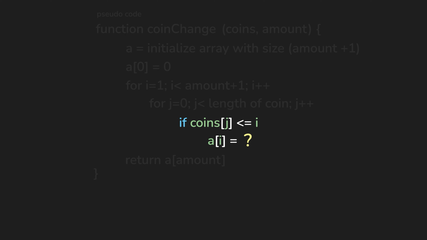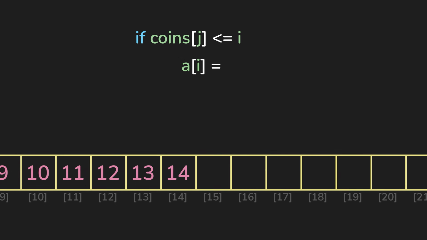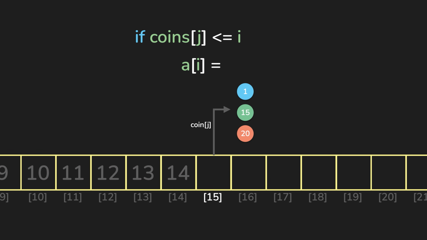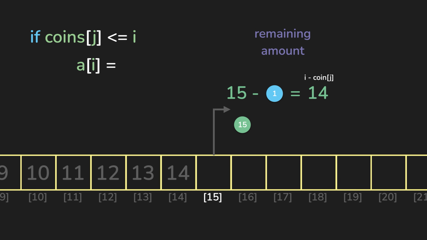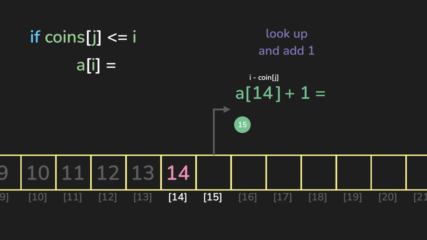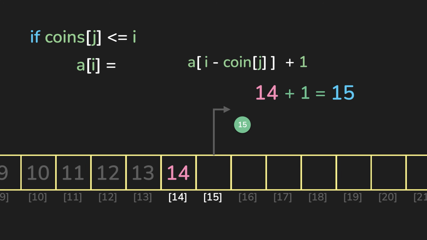So how do we define what goes in A of I? Let's see what happens once we reach 15. Now this time, according to the if statement we just wrote, we have two options, the 1 cent and the 15-cent coin. If the last coin is 1 cent, we have 14 cents more to go, so we check A of 14, which is 14, and we add 1 for this round's pick, which gives us 15 coins. If we express that in code, it would be A of I minus coin of J plus 1.